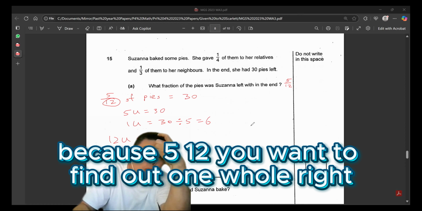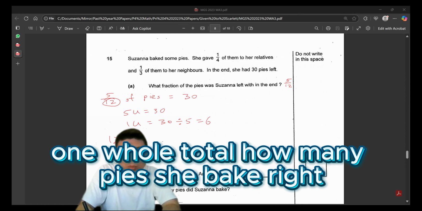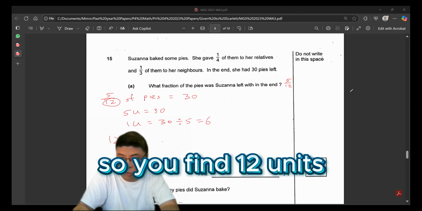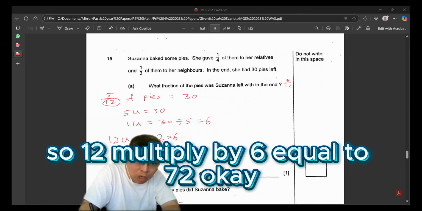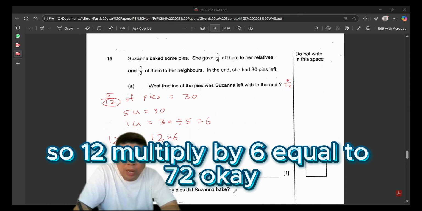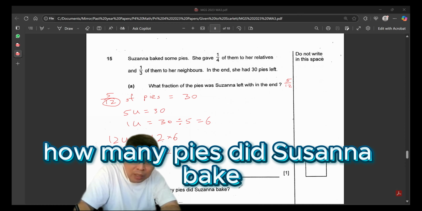You want to find out 1/2, right? 1/2 total, how many pies you bake, right? So you find 12 units. So 12 units will be 12 multiplied by 6. So 12 multiplied by 6 equal to 72. Okay, how many pies did Susanna bake?